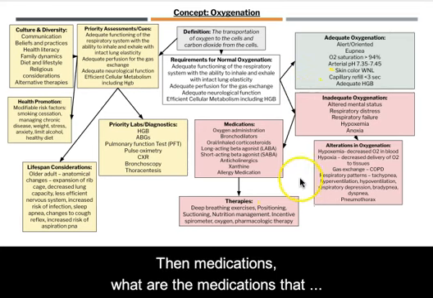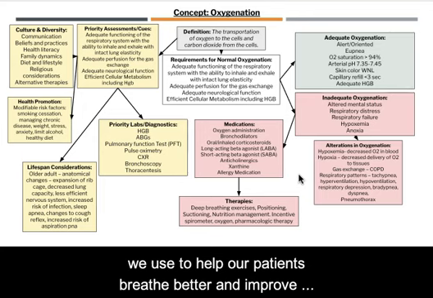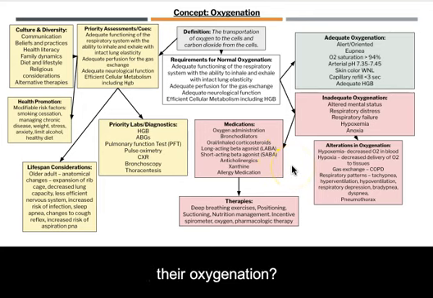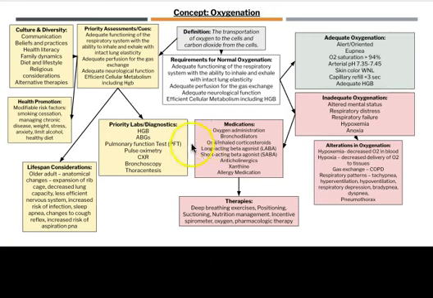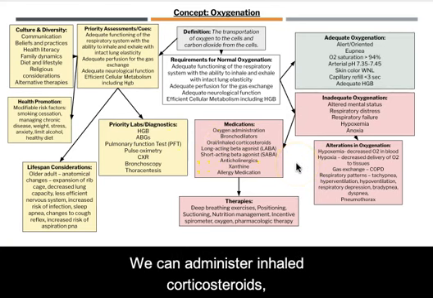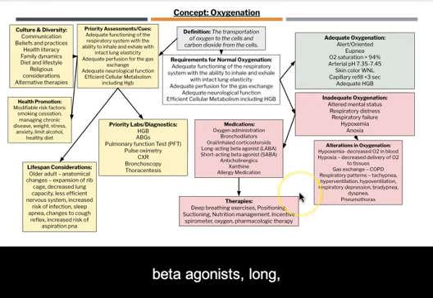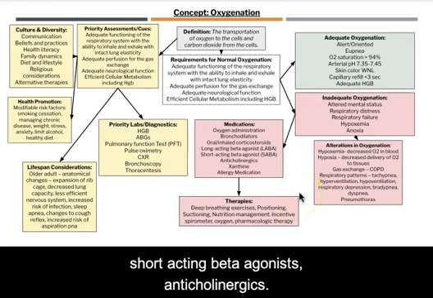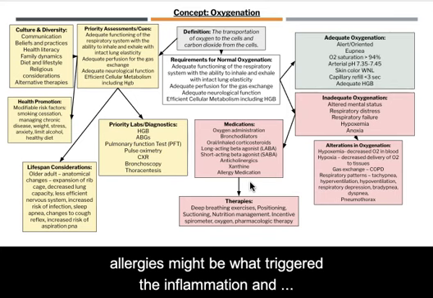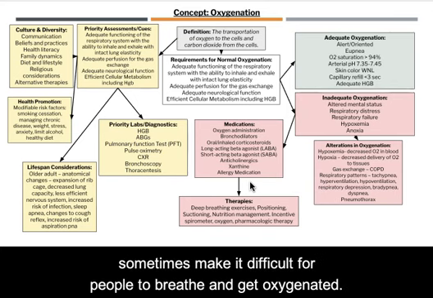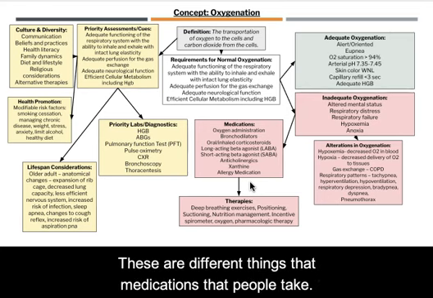Then medications. What are the medications that we use to help our patients breathe better and improve their oxygenation? We can administer oxygen. We can administer bronchodilators to open up the lungs. We can administer inhaled corticosteroids, long-acting beta agonists, short-acting beta agonists, anticholinergics. These are all the different allergy medications, because allergies might be what triggered the inflammation and sometimes make it difficult for people to breathe and get oxygenated. So these are different medications that people take.